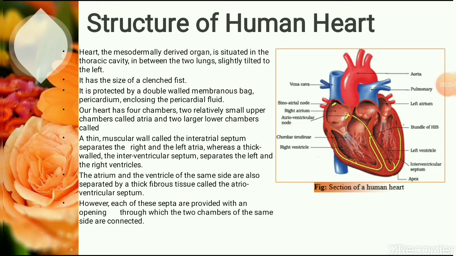The human heart originates from the embryonic mesoderm and is situated in the thoracic cavity between the two lungs. It is slightly tilted towards the left. It has the size of a clenched fist.